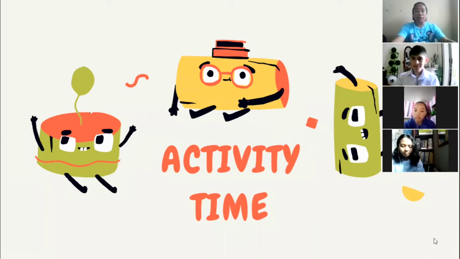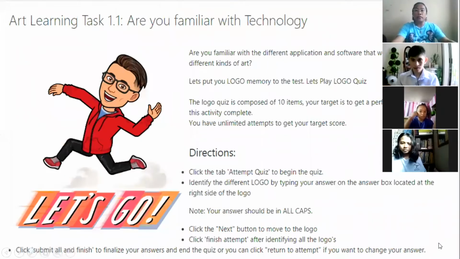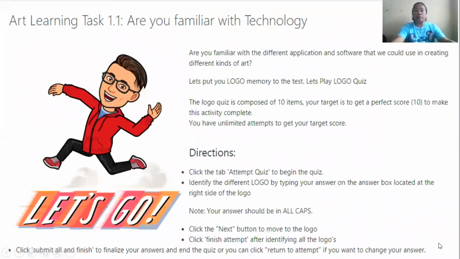Let's have your learning task number 1. This is under introduction, which is entitled, Are you familiar with technology? For this learning task, you're going to be familiarized with different logos. It is actually a logo quiz. The logo quiz is composed of 10 items. Your target is to get the perfect score, which is 10, to make this activity complete. You'll have unlimited attempts to get your target score.